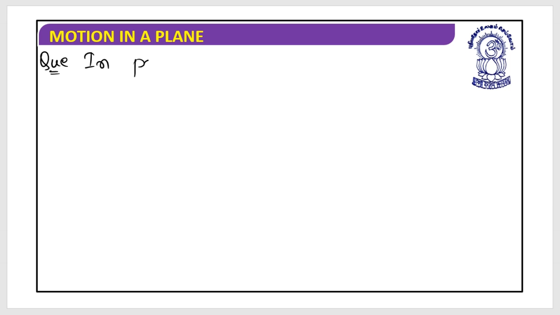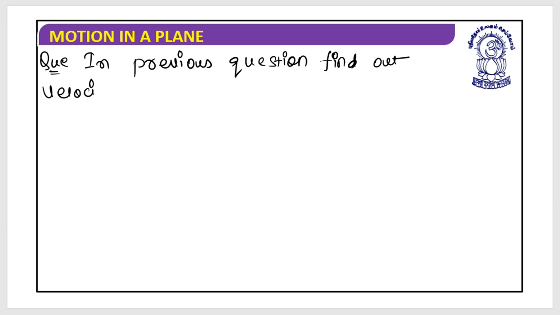In the previous question, find out the velocity at time t. Yes, this is what they require. In the previous question, find out the velocity at time t. So what can you do?